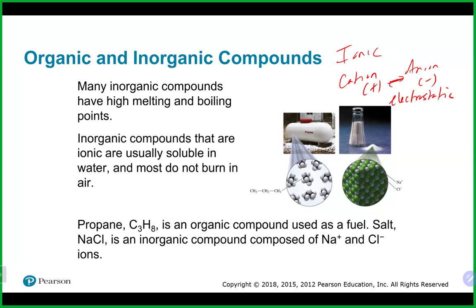I think we might have talked about it as well. Typically, you can heat the heck out of an ionic compound, and it will not go into the gas phase, which means it's going to hold together and it will start to melt before it actually starts to boil. So something like salt has a very high melting point and boiling point. Something like propane has a low one.